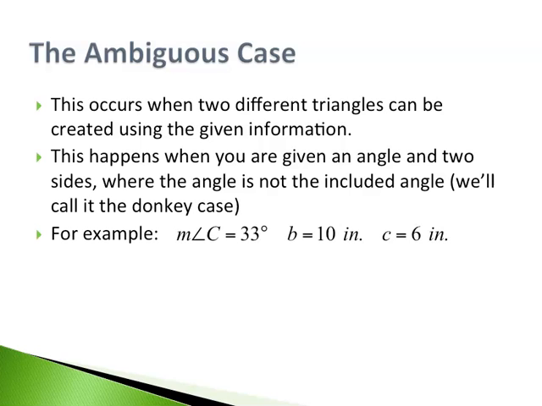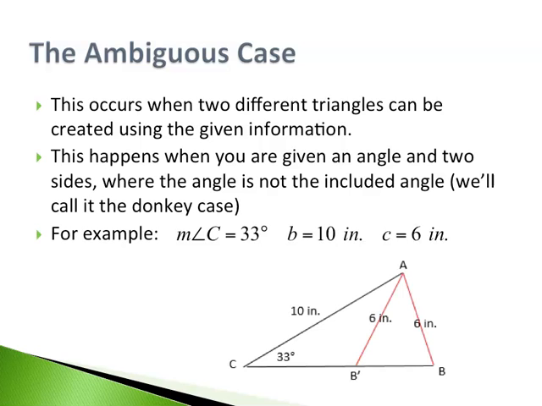So here's an example. Say you're given these measurements: angle C is 33 degrees, b is 10, and c is 6. Now there are two triangles that can result from this. In the first triangle, A, B, and C form one version, where the side c, that's 6 inches, you can think of as swinging outwards. In the second case, you can also have a triangle with the same measurements, but that side c is now swinging inwards, and so it creates the triangle A, B prime, and C. Now it's ambiguous because it's not clear which of those two triangles you have. So you could have two different triangles.